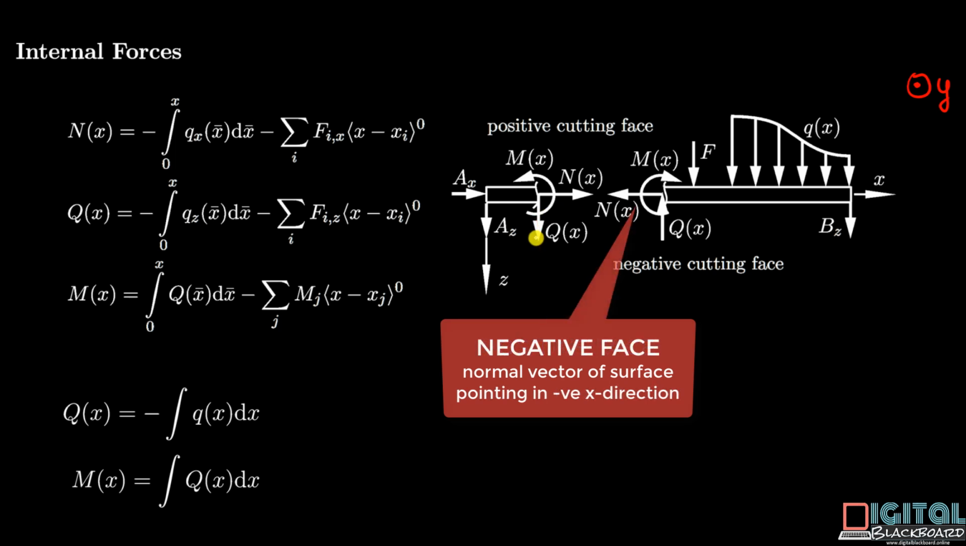Now, on the other hand, on the negative cutting face that you see here, the convention is such that if the internal forces point in the negative directions, then it is considered positive. For example, for the axial force here, Nx points in the negative x direction, so it's positive. The shear force Qx points in the negative z direction, so it is positive. The moment Mx, using a right-hand rule, the thumb points into the paper in the negative y direction, so it's considered positive.